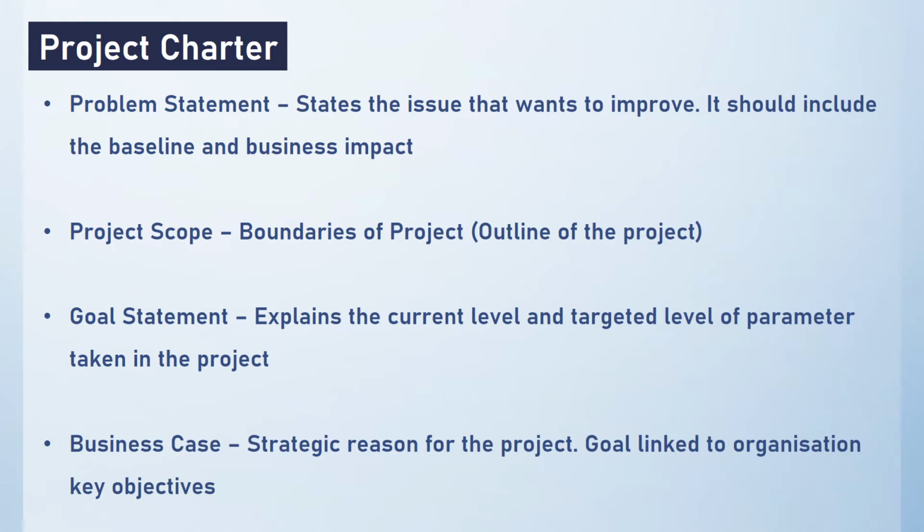So at which area, like the casting rejection I was talking about in the previous slide. So in the machining process, whatever the casting rejections are coming out, that is the boundary. Only the machining process is the boundary. So our scope of the project is only the machining process in this example. And the goal statement explains the current level and target level of the parameters taken in the project. Like 2% rejection is the current level and 0.5% rejection will be the target. It should be specified in a proper manner.